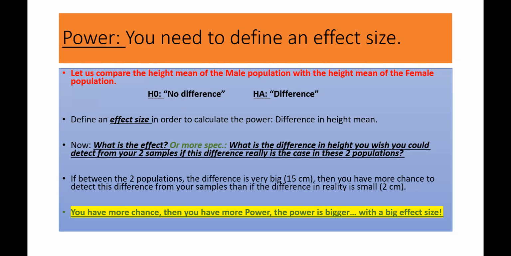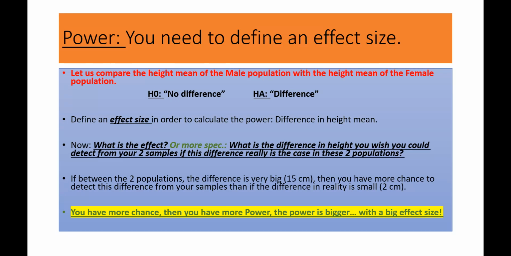sectors. Okay? So between the two populations, men and women, if the difference is very big, let's go back to that, then you have more chance to detect this difference from your samples than if the difference in reality is small. So if the difference is just 2 centimeters in reality between men and women, then you would need to take maybe 300 men and 300 women in order to compute their means in order to detect a difference of 2 centimeters at least. Okay, so you have more chance, then you have more power, the power is bigger with a big effect size. Or you have less chance, you have less power, the power is smaller with a smaller effect size.